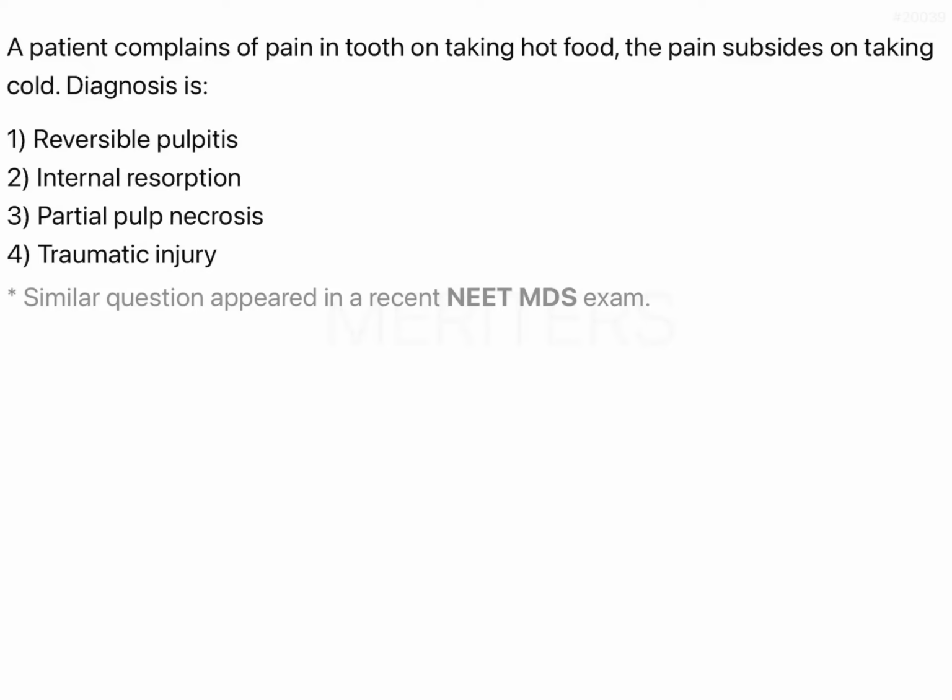The question is, a patient complains of pain in the tooth on taking hot food. The pain subsides on taking cold. What is the diagnosis? So, these hot and cold tests are basically thermal tests. They are a way of assessing the vitality of the pulp.